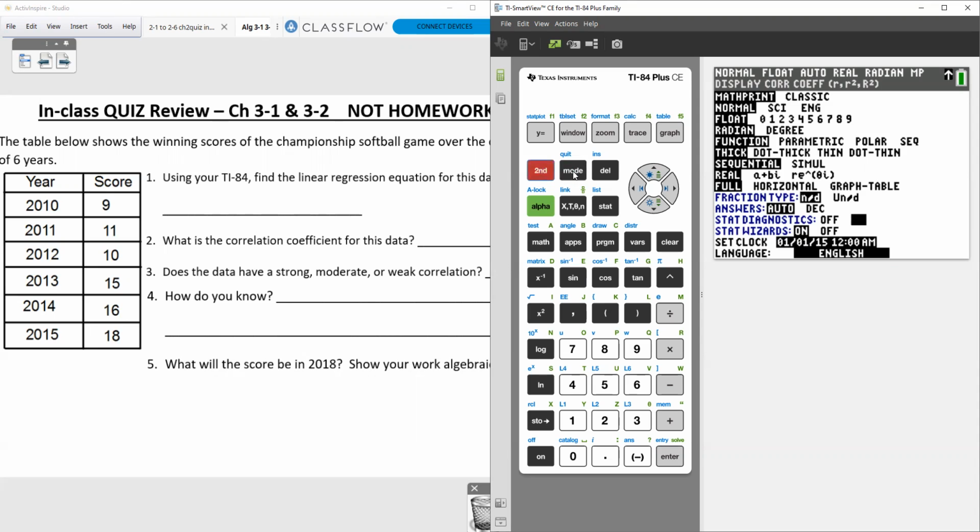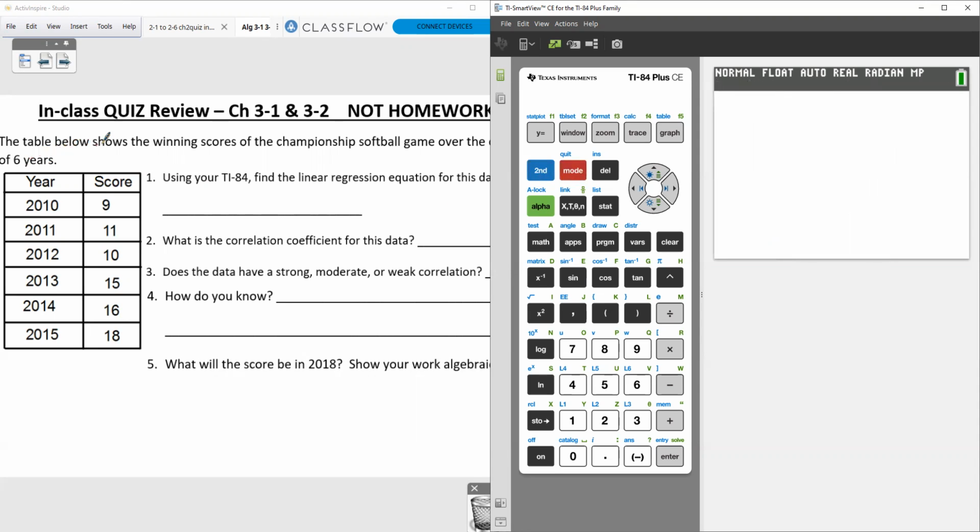So now with that said, the table below shows the winning scores of the championship softball game over the course of 6 years. So the first thing that we need to do, years always start with 0. So that's one thing that you have to remember. Everything else starts with a 1, but years start with a 0. So these numbers, 2010 to 2015, you are not going to type those numbers into the calculator.